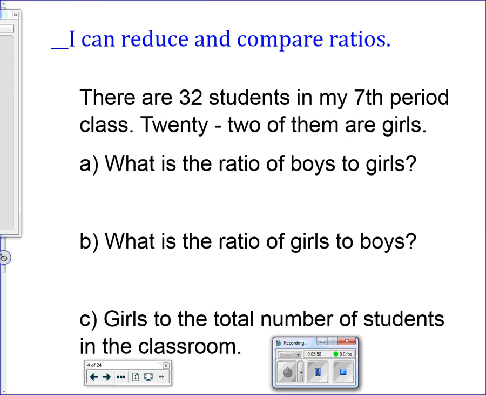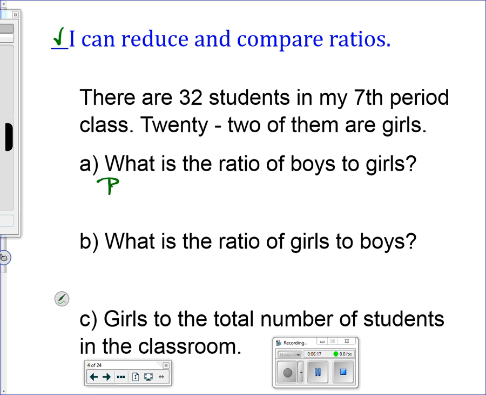So this section really is about ratios and proportions, and so we're just going to look at these things. If you look at your student learning map, you can see one of the first concepts is I can reduce and compare ratios, right? So there are 32 students in the 7th period class, 22 of them are girls. First question is, what is the ratio of boys to girls?